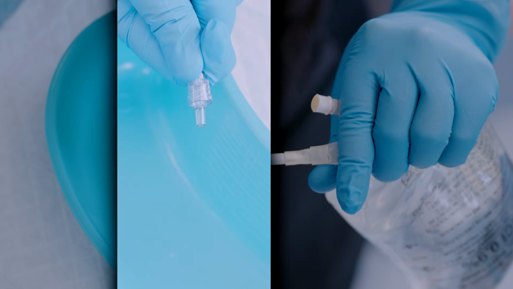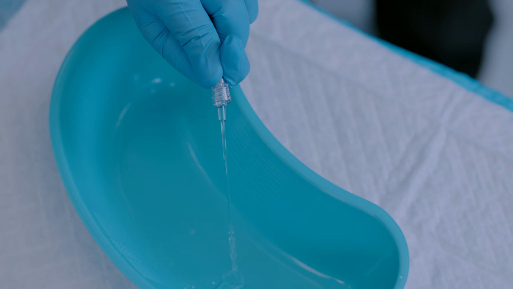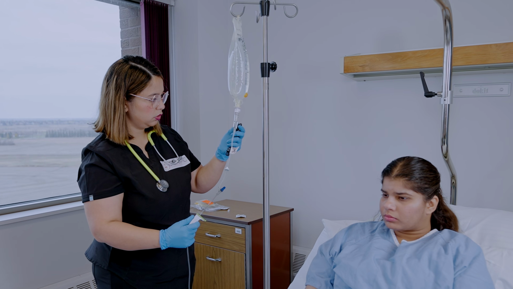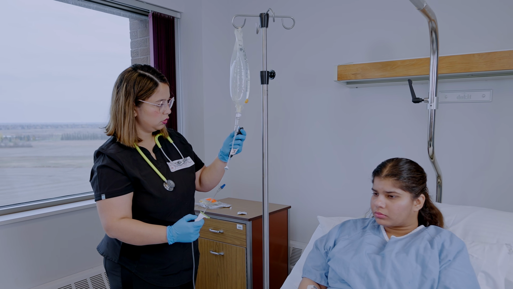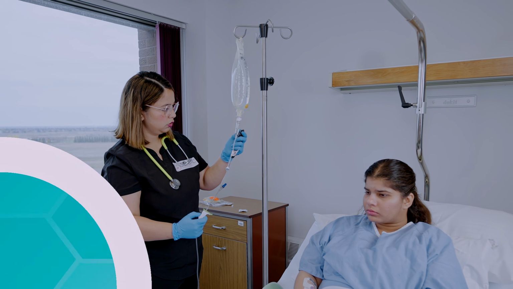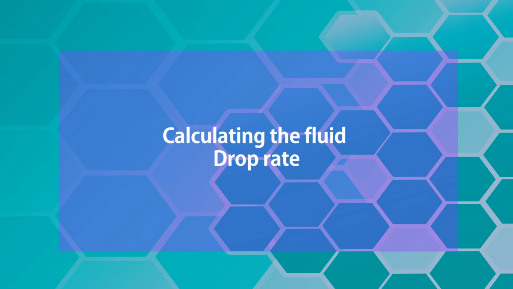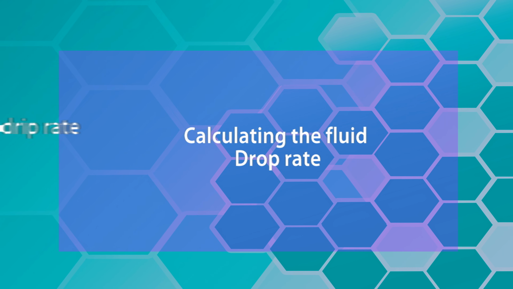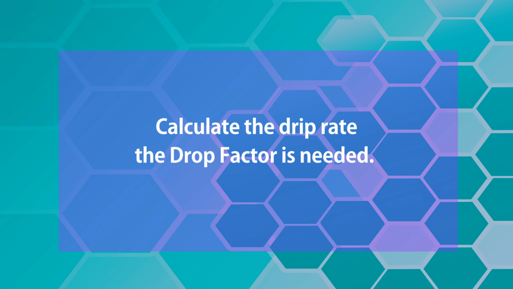Now you guys have already learned how to spike the bag and prime the tubing. Now it's time to learn how to give IV fluid via the gravity method. In order to do that, we need to learn calculating the fluid drop rate. And in order to calculate the drip rate, the drop factor is needed.